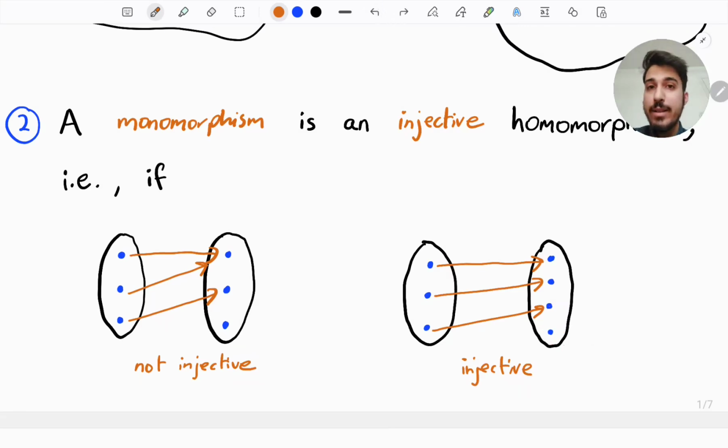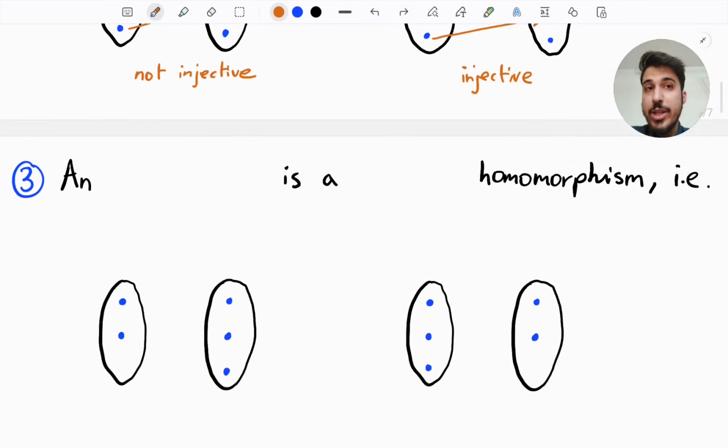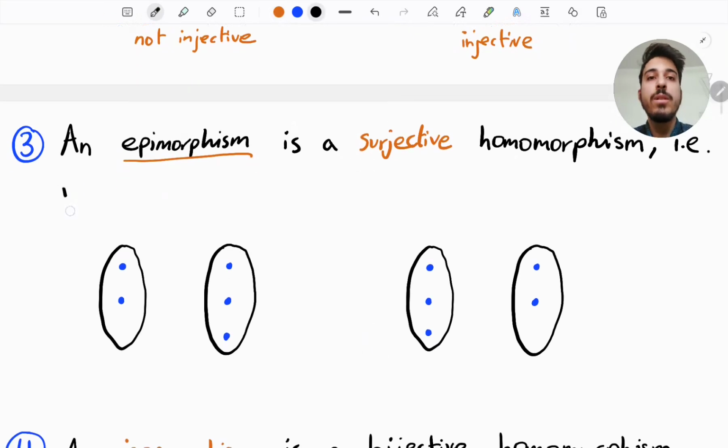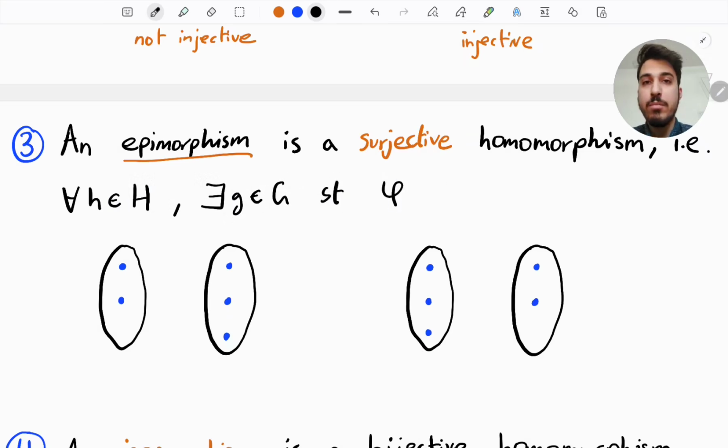So to fix that, we will add another property that we would like the homomorphism to have. And that property is surjectivity. So an epimorphism is a surjective homomorphism. I should have used a different color for that one, but it's not the end of the world. In other words, for all h in the codomain, there exists an element g in the domain G such that the morphism phi maps g to h. So there exists a preimage of h.